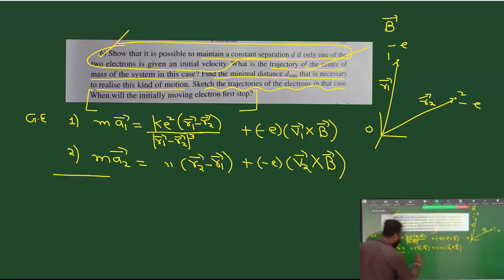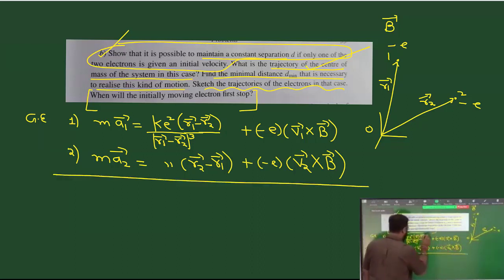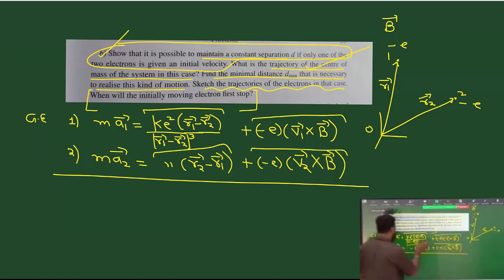These are the two equations, these two terms here: Q V cross B, Q V cross B. This constant is fine, same, K E square upon mod of R1 vector minus R2 vector whole cube. Remember, because both of them have the same masses, the position vector of the center of mass is always R1 plus R2 by 2. A few things I can write.